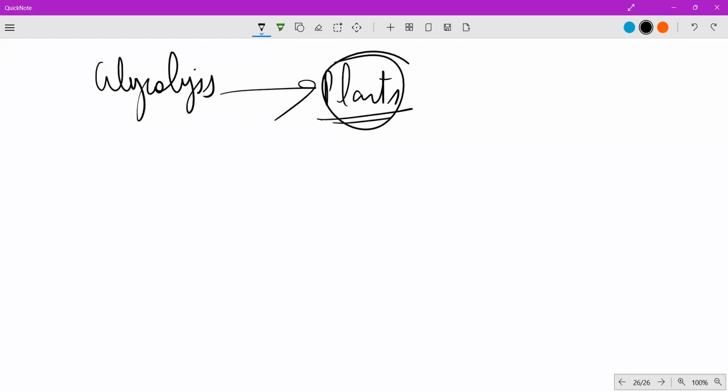See, if you talk about plants, we have photosynthesis. Plants में photosynthesis होती है. तो photosynthesis का product क्या है? What is the end product of photosynthesis? Do you think this is glucose? Do you think the end product of photosynthesis is glucose? Tell me, what is the end product of photosynthesis?